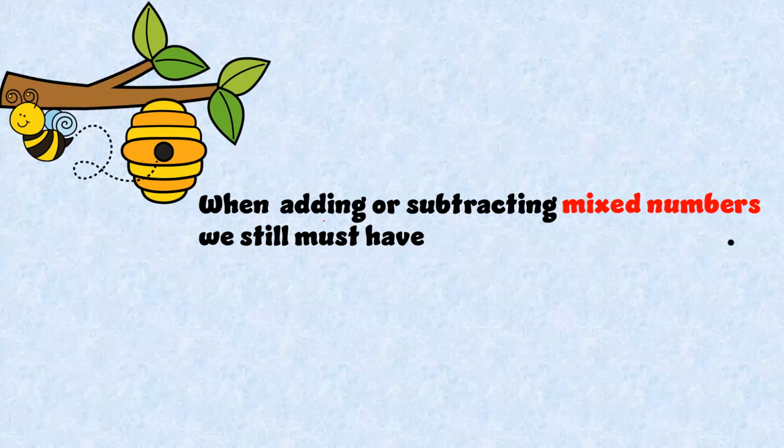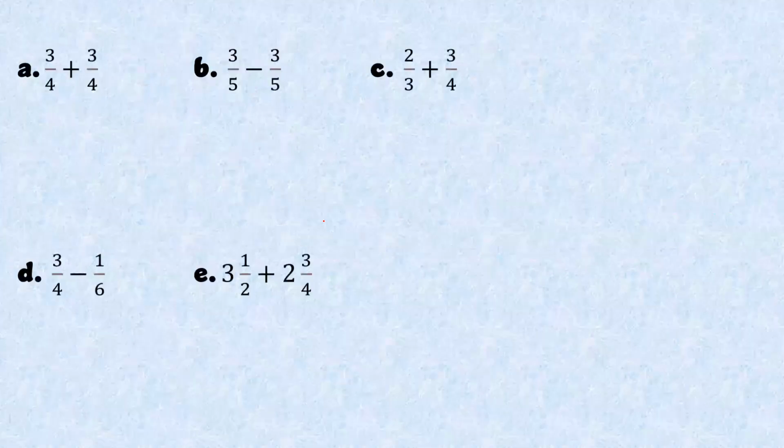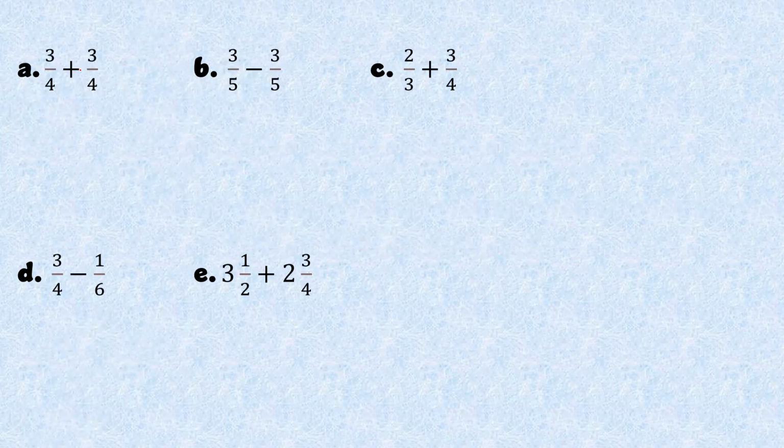When adding or subtracting mixed numbers, we still have to have common denominators in those fractions. So let's work on this. The first thing I want to look at is, do they have common denominators? Are the denominators the same? They are. So now we can add the numerators.